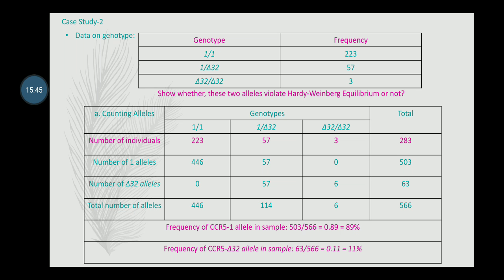Therefore, 503 plus 63 equal to 566 total number of alleles. So the allele frequency is 503 divided by 566 equal to 89% for the 1 allele, and the del 32 allele frequency is 63 by 566 equal to 11%. So the allele frequency in that population has been calculated.